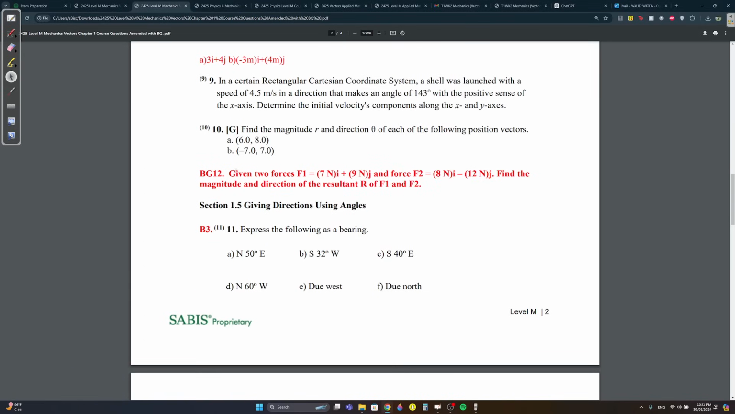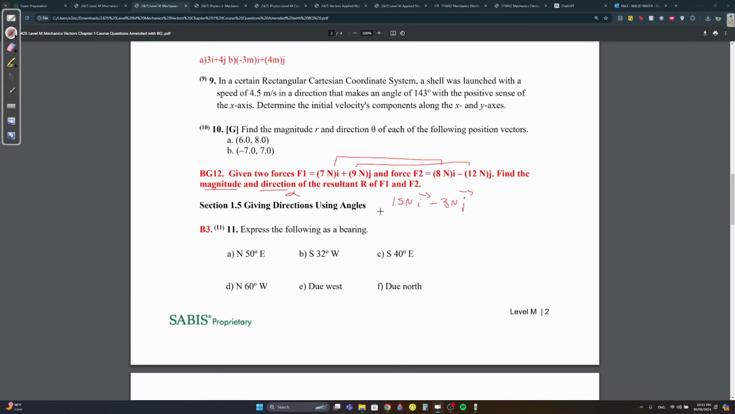Okay. Basic grid. Given two forces F1 and F2, find the magnitude and direction of the resultant R of F1 and F2. This was in the quiz, but let's see. The resultant means you add up the i's and the j's. Add 7 plus 8 newtons, you're going to get 15 newtons i. And then for your j, it will be 9 minus 12, it will be minus 3 newtons j. So this is the resultant. What do they want? They want the magnitude and the direction. Direction, meaning they want the angle.